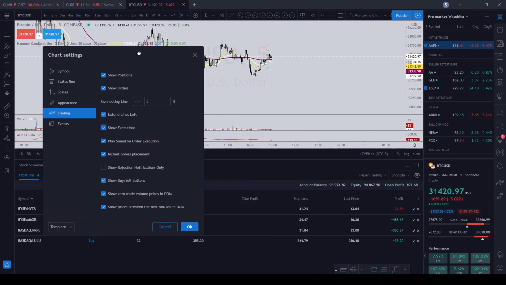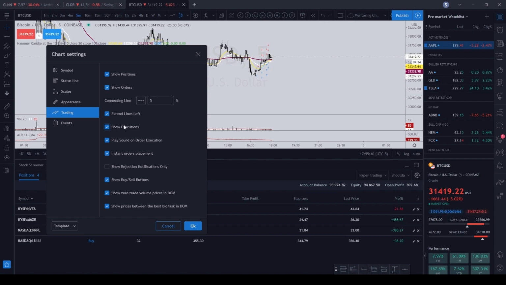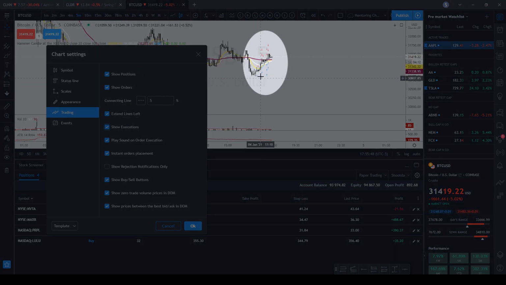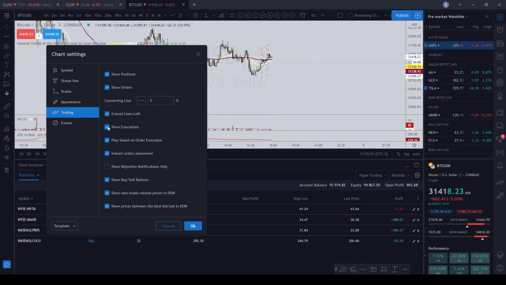Now, what the show execution does, let's just take a look at this. You see these arrows right here? So the up arrows, those are buying, and the red arrows are selling. So if I turn that off, that removes that. So if you're making a lot of trades, this can get quite congested. So I usually keep that off. And I usually add the play sound or order execution just so I can get a little notification. I can hear it. It's an audible alert for me.